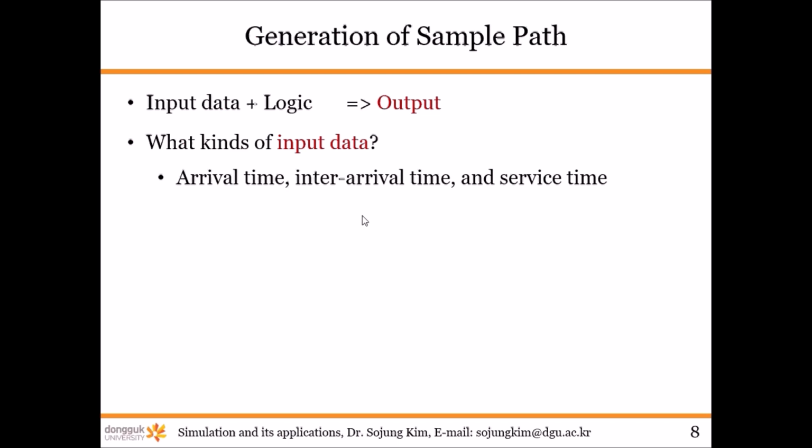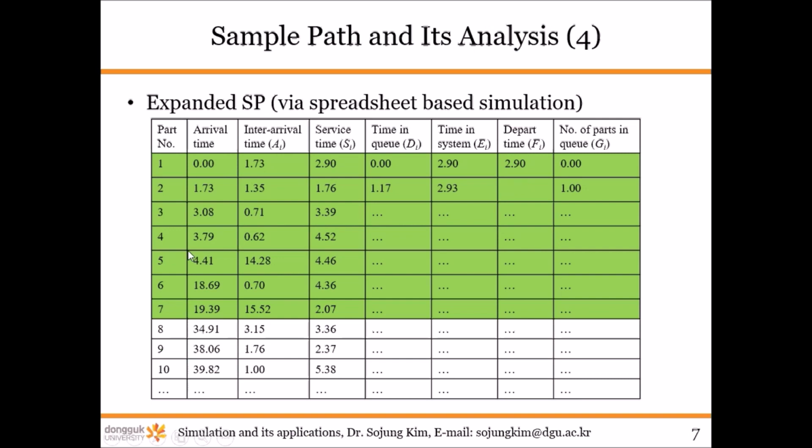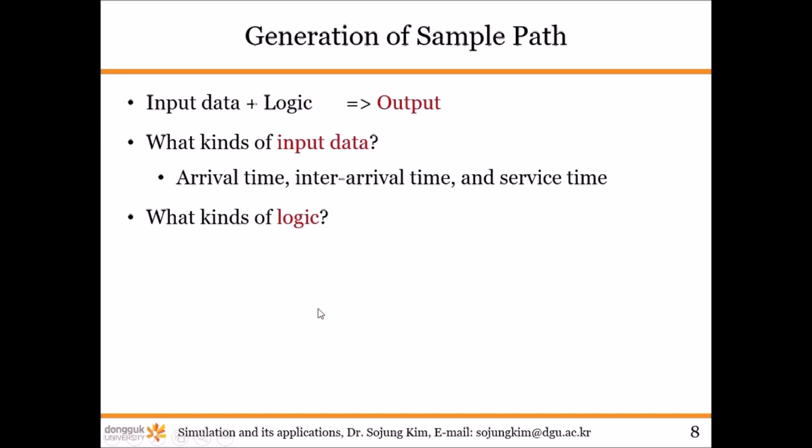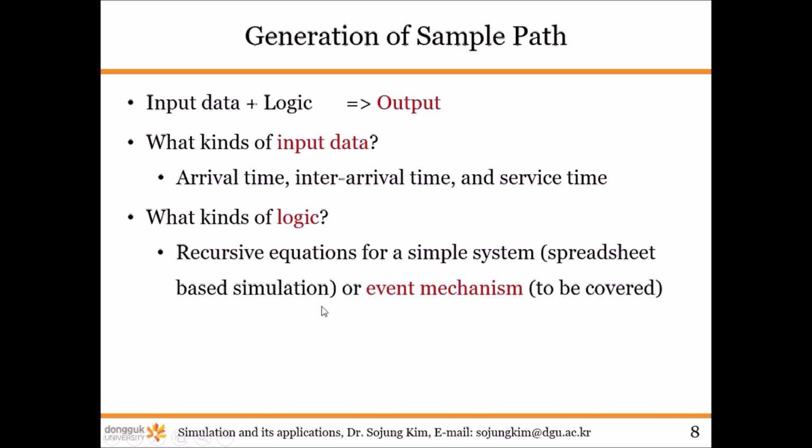Okay. So in order to generate the sample path, you need two things: input data and logic. Then you can get the output from the sample path. And what kind of input data do we need? We have to have arrival time, interval time, and service time. That's why we have these 3 columns in the sample path analysis. And what kind of logic do we need? We have to have a recursive equation for the simple system, or an event mechanism.